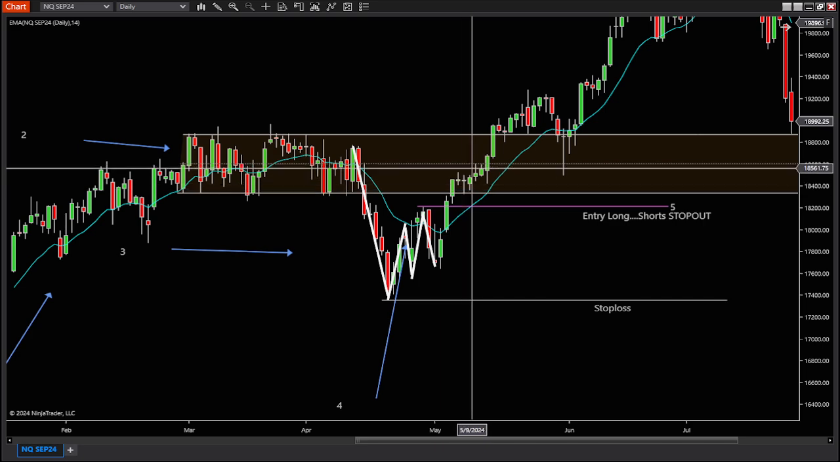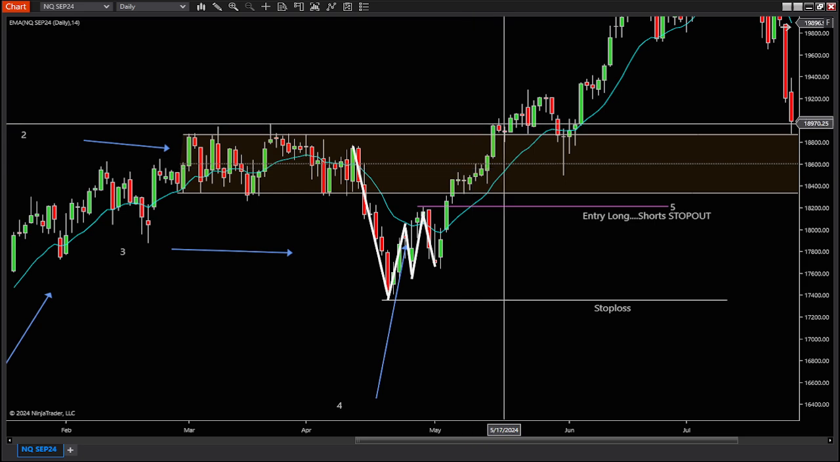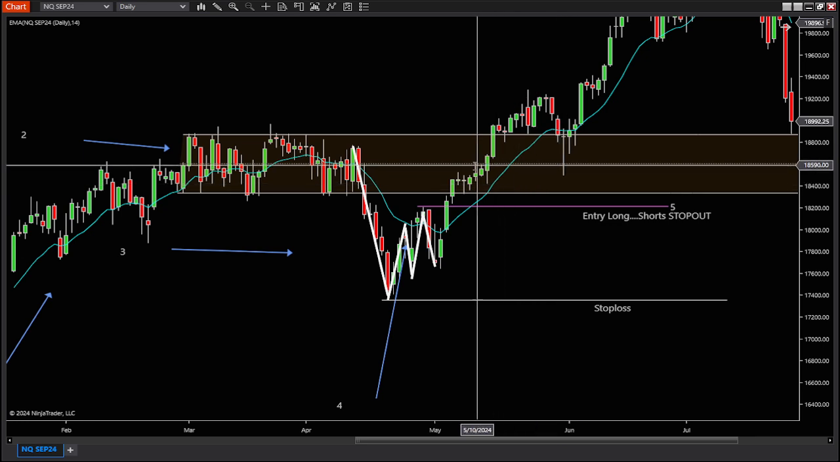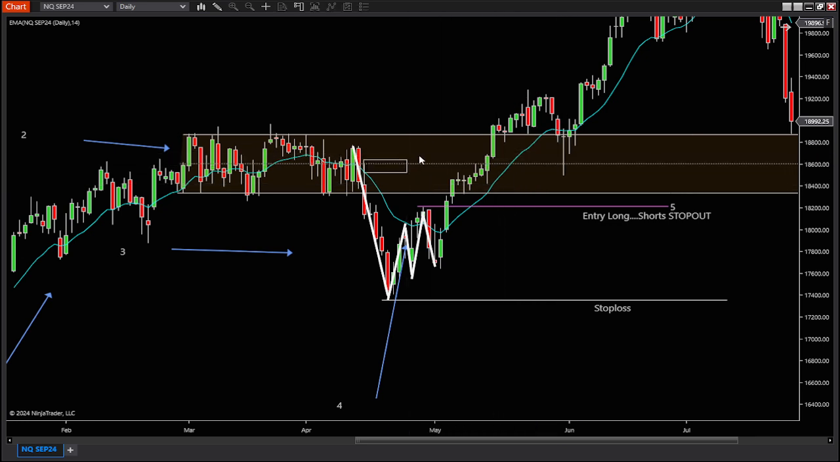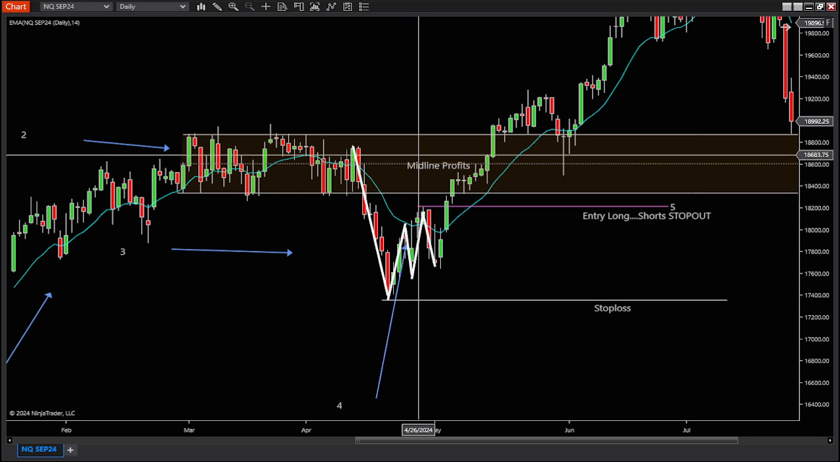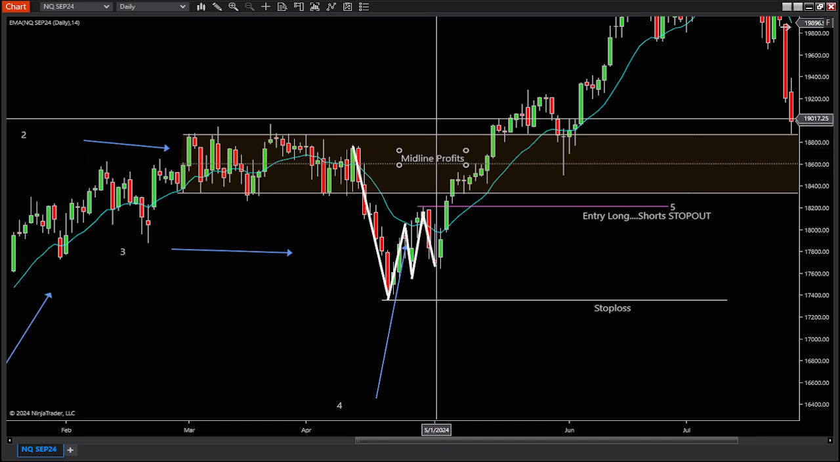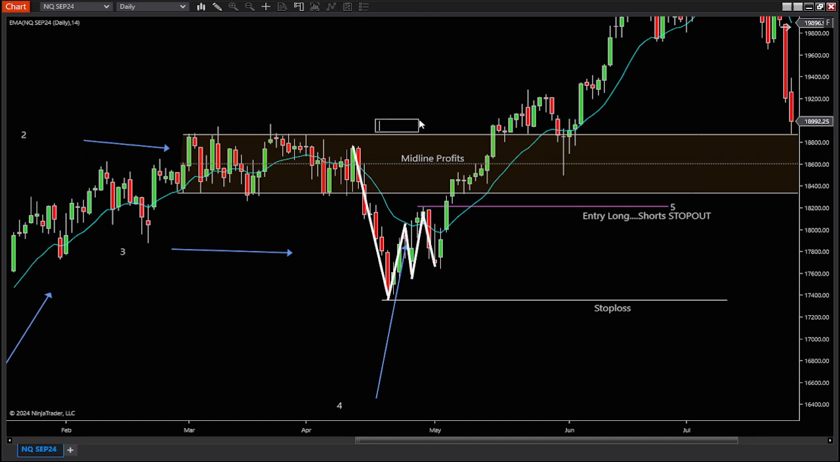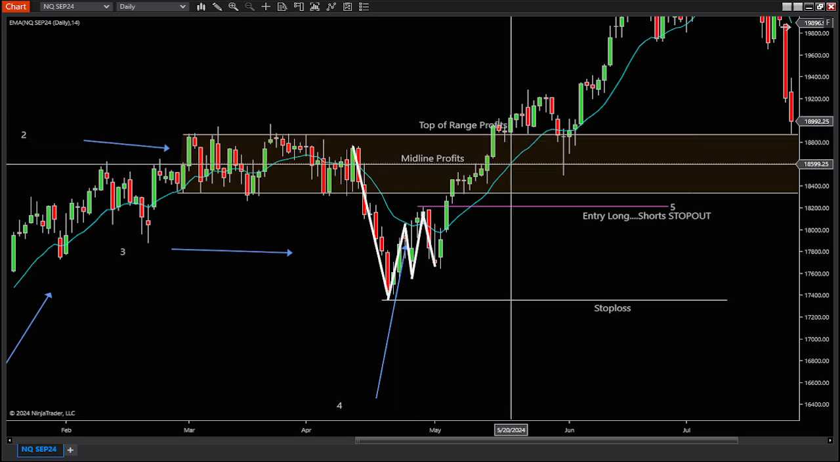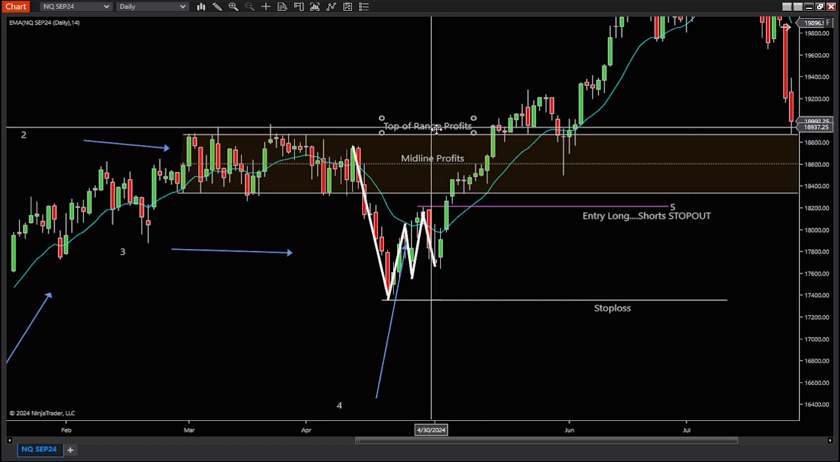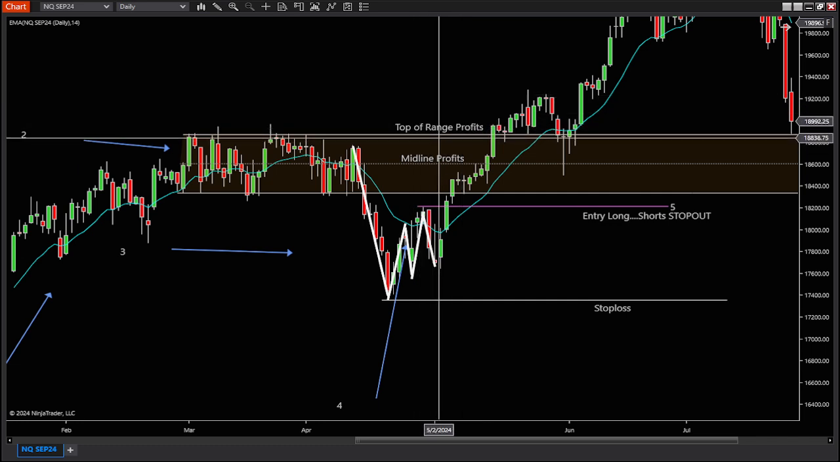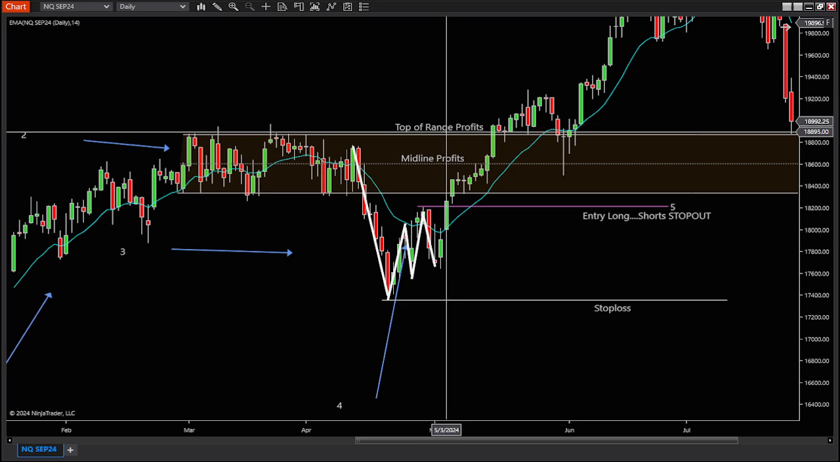Profit targets. Remember, these moves aren't always going to slingshot, so you always want to take profits on the way up. Where are we going to take profits? Profits are going to occur at the midline, and at the top of the range. What I like to do is have the majority of my position taken off at the top of the range.